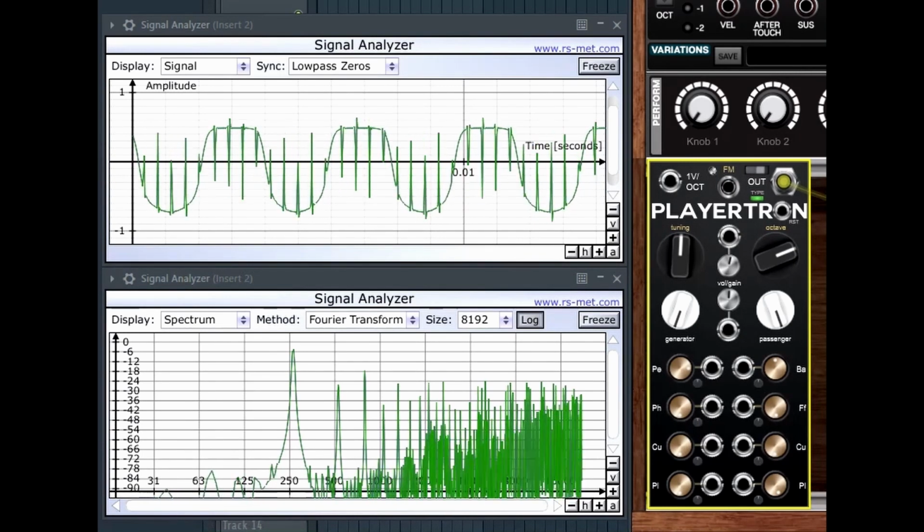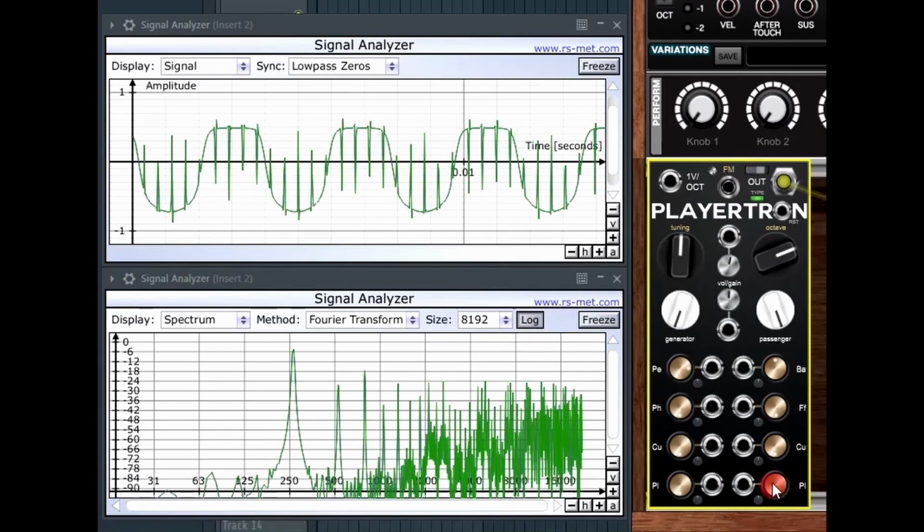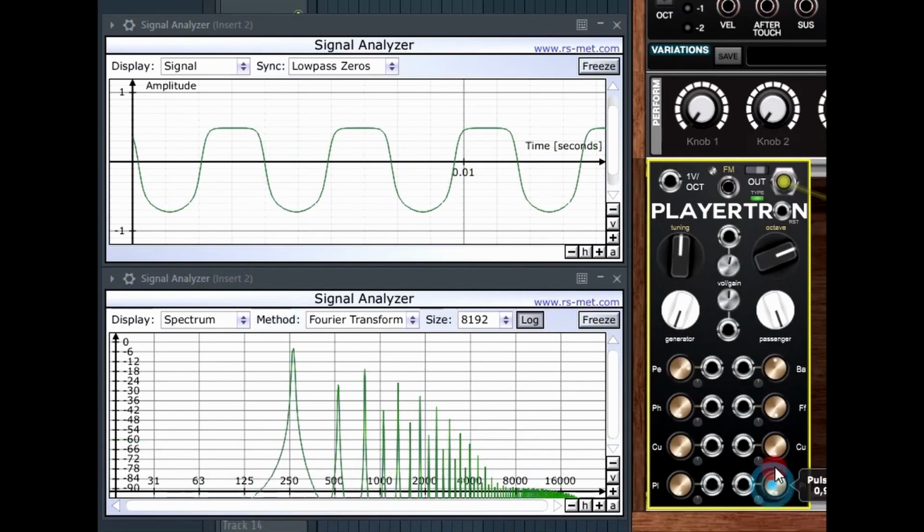But when we turn the pulse knob even further to the right, let's say to 1, completely to the right, we see that the passenger deforms the generator's wave into the direction of a square wave. The curve parameter here works as it does with the generator.